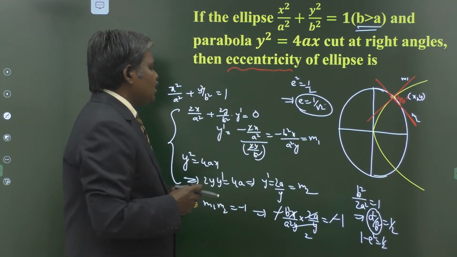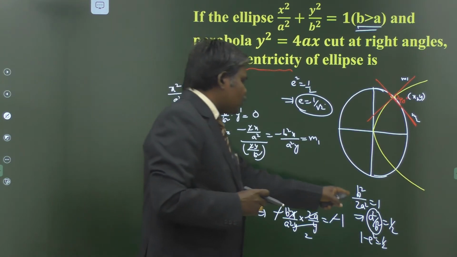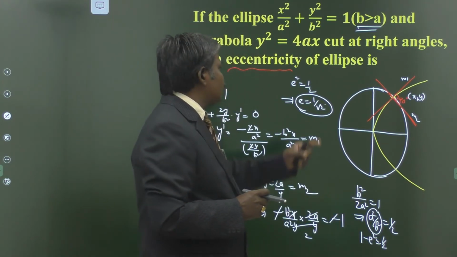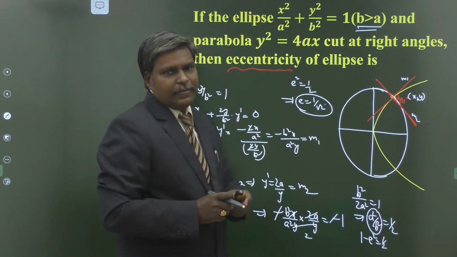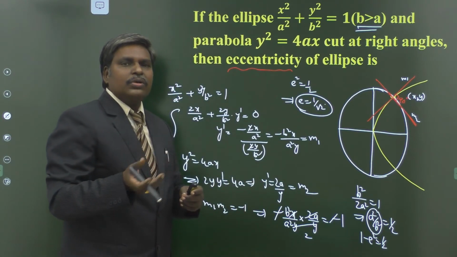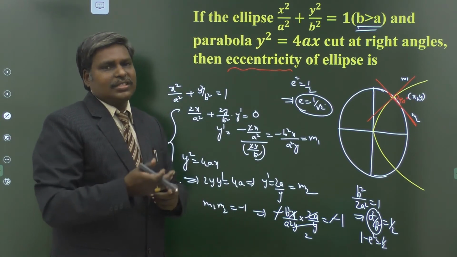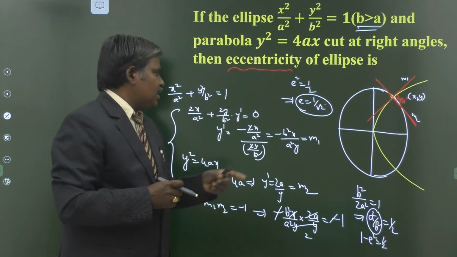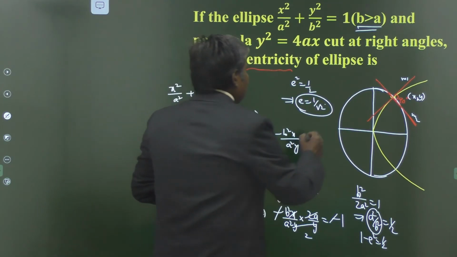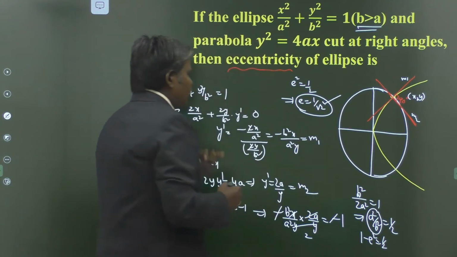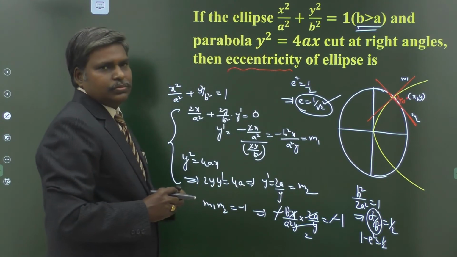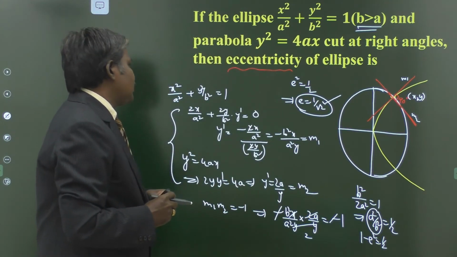Here a square is equal to b square into 1 minus e square, in the case of b greater than a. Generally you have b square equal to a square into 1 minus e square. Here it is reversed, because b greater than a is there. From that you can conclude that the eccentricity of the ellipse is 1 by root 2. Okay. I think it is also a very simple question for you.